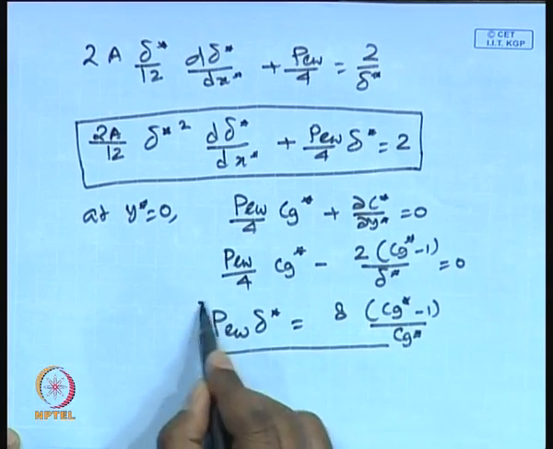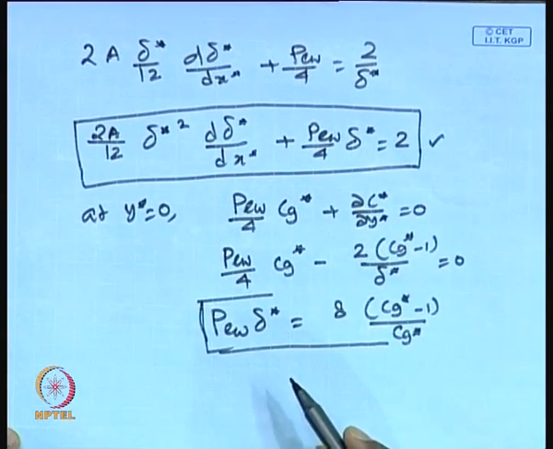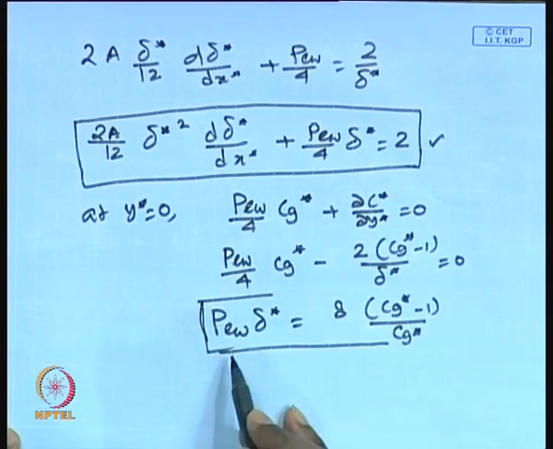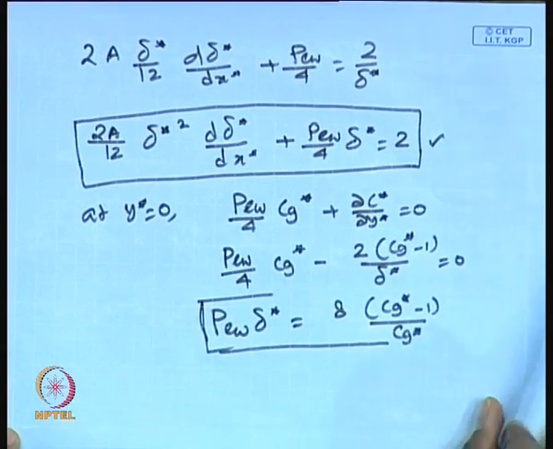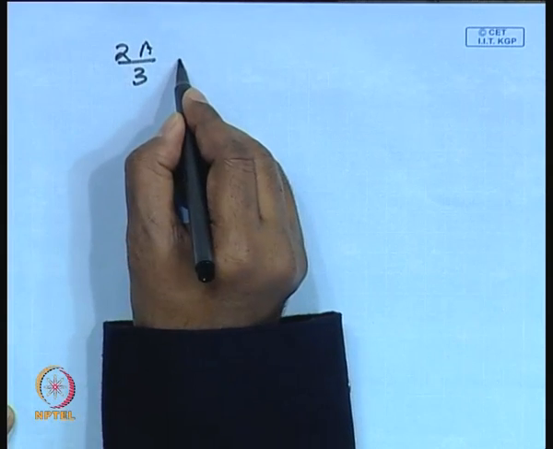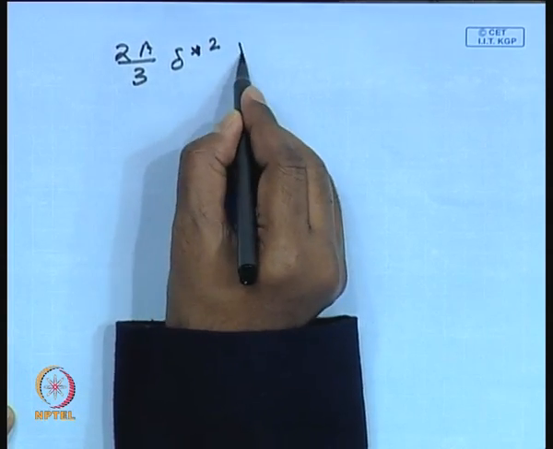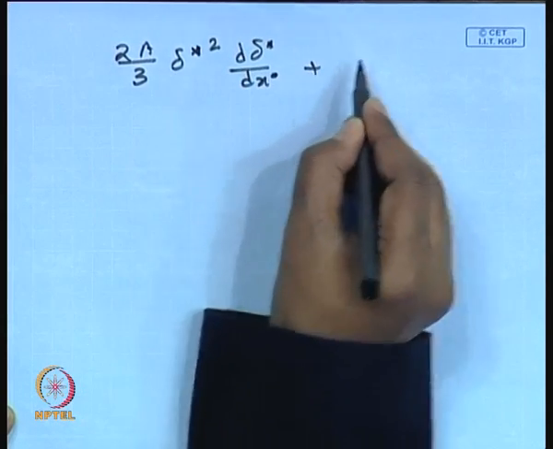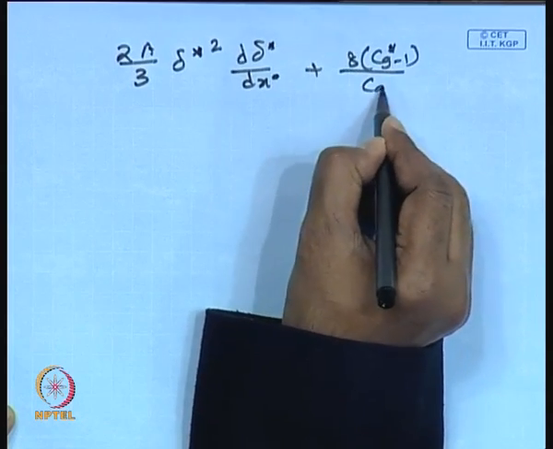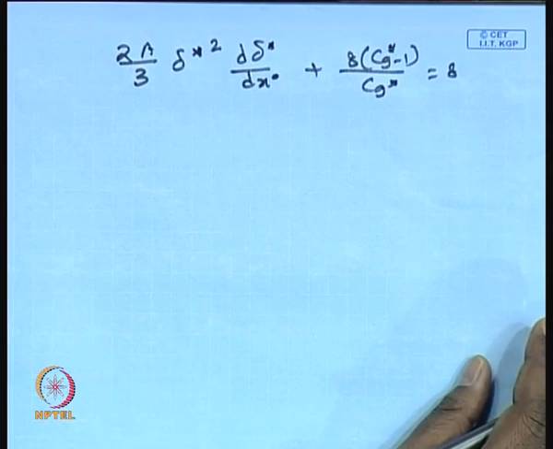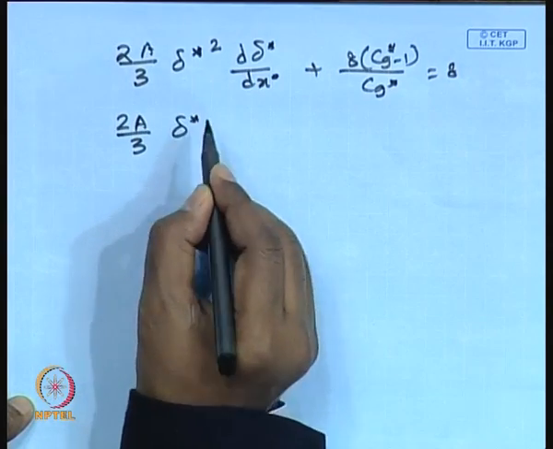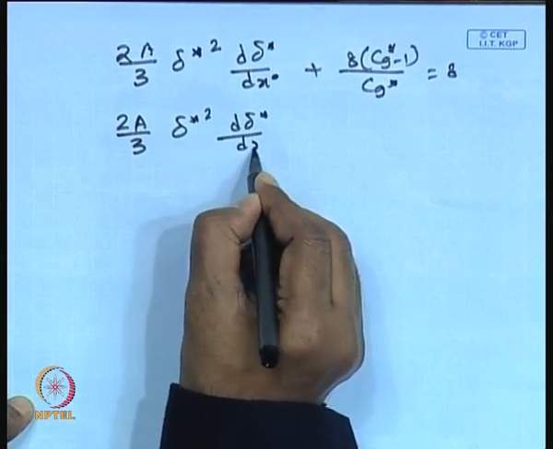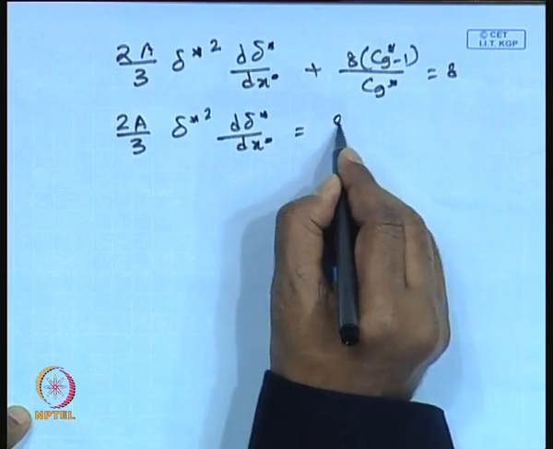Okay. So, what can we do next? Next, we will just substitute this expression into the governing equation. Basically, from this boundary condition I am evaluating the value of pw and substituting back here in the governing equation. That we can always do. So, if you do that, you will be getting 2a by 3 delta star square d delta star by dx star plus 8 times (Cg star minus 1) divided by Cg star is equal to 8. Okay. Now, take this term on the right hand side and see what you get. 2a by 3 delta star square d delta star dx star, and if you take this on the right hand side and do a simplification, you will be getting 8 by Cg star.